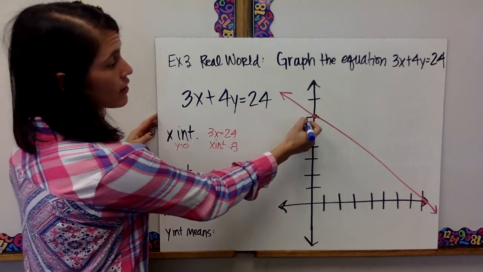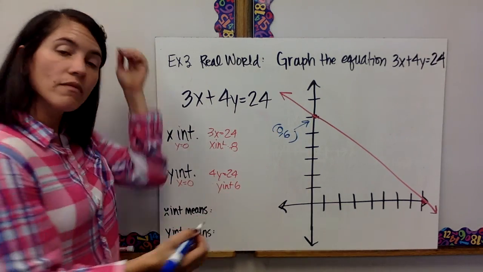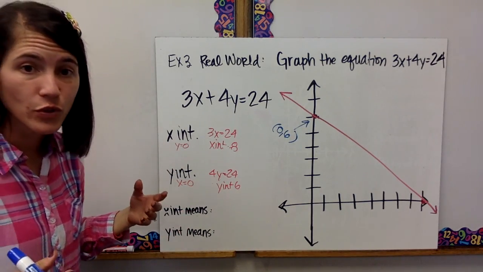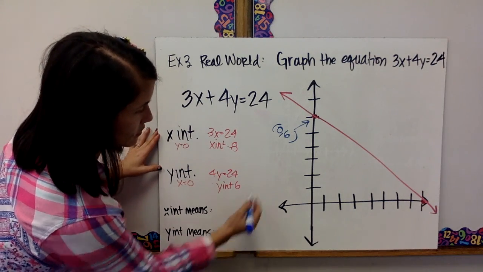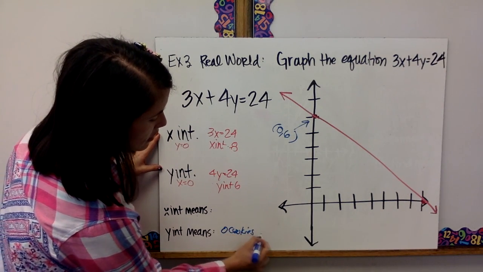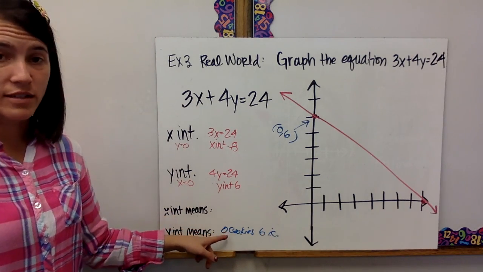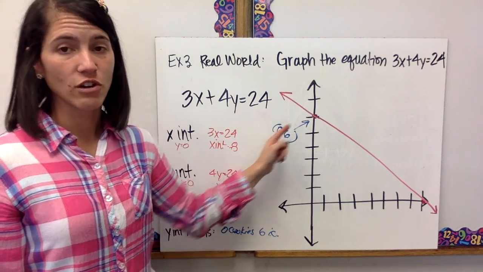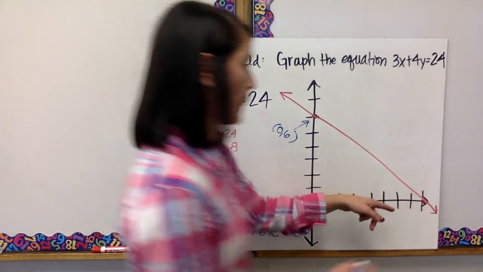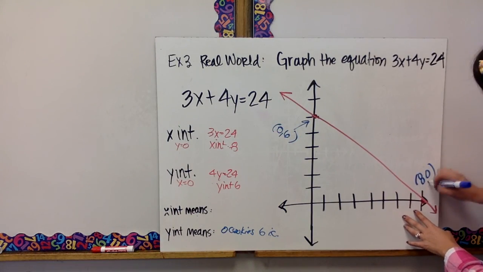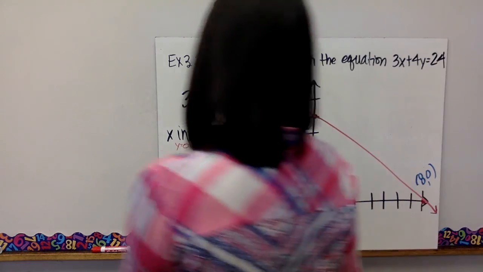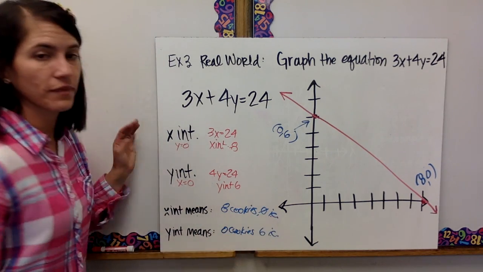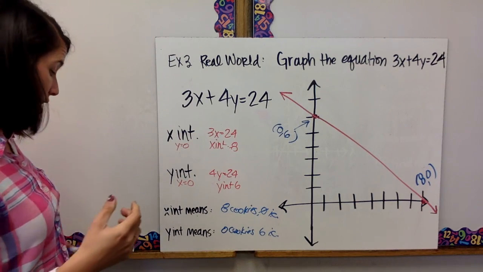Well, at this point right here, this is 0, 6. This is the y-intercept. That means that if Jay wanted to buy food, he would have to buy 0 boxes of cookies and 6 cartons of ice cream. That's what that point right there represents. The x-intercept over here, this point is 8, 0. This means that Jay would buy 8 boxes of cookies and 0 ice cream. So the intercepts can have real-world meanings when you're graphing them.